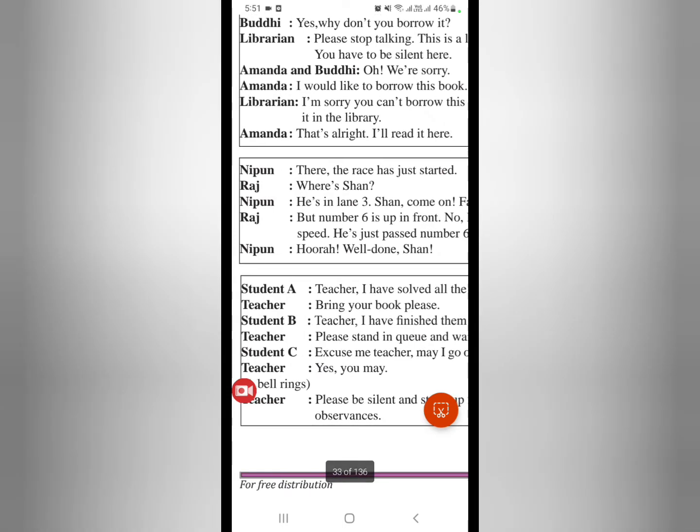Then Nipun is saying, hooray, well done Shan. He is raising his hand and he is full of fun. With the fun he is saying, hooray, well done Shan.